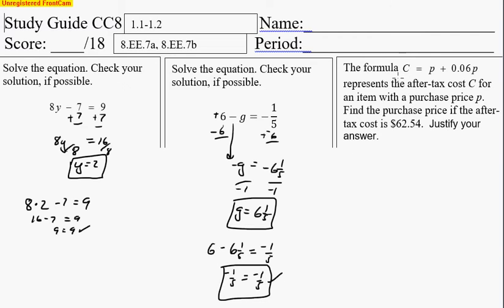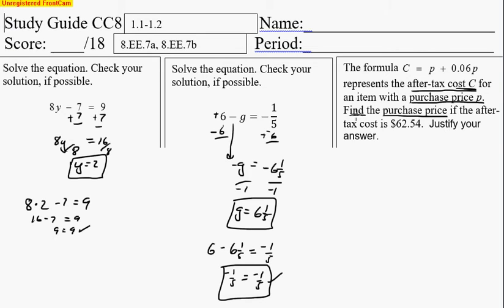Here they give us this formula which represents the after-tax cost. So that's what C represents. So C is the after-tax cost for an item with a purchase price. So P represents the purchase price. We're supposed to find the purchase price. That's what they're looking for.